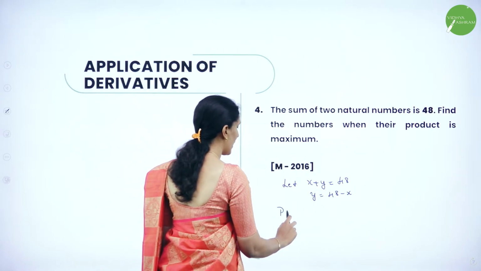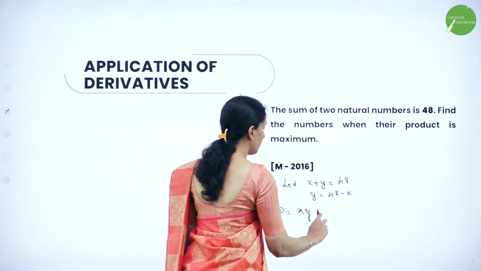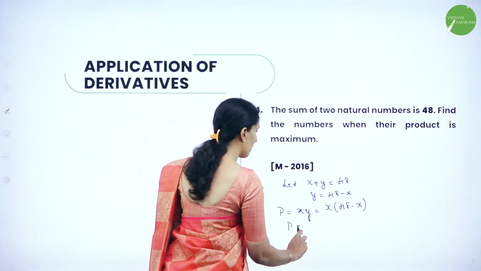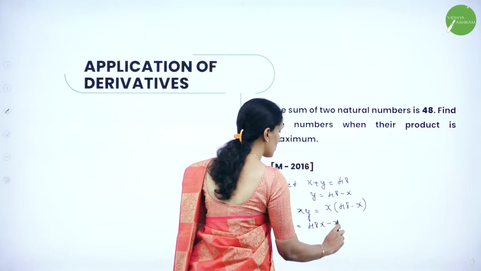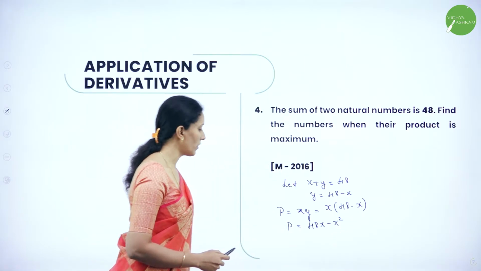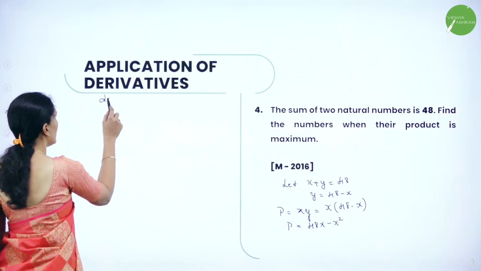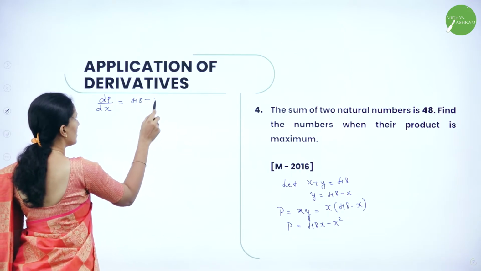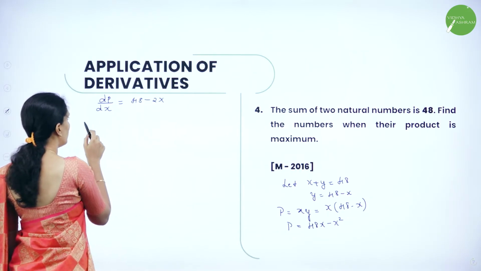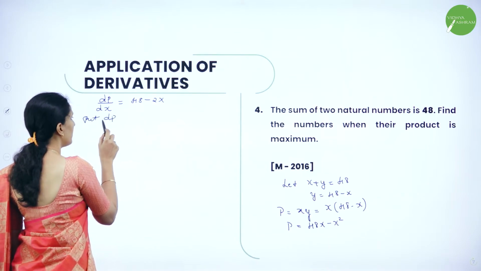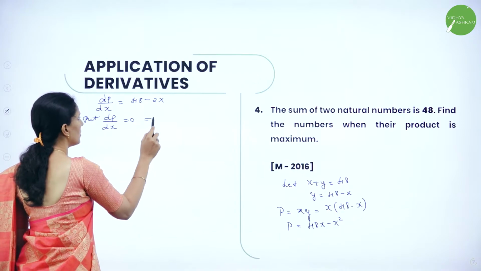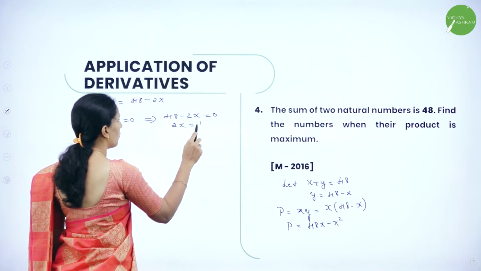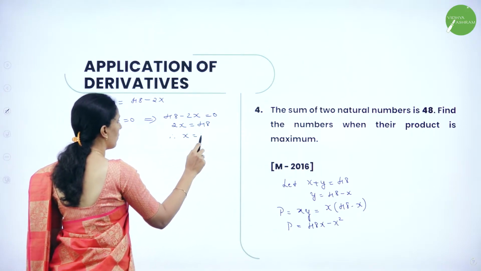Let me take their product as x into y, which can be written as x into 48 minus x. So we get P is equal to 48x minus x square. Now let's derive the function with respect to x. So we have here dP by dx is equal to 48 minus 2x. Put this equal to 0, dP by dx is equal to 0. So this implies 48 minus 2x is equal to 0, 2x is equal to 48. So therefore we get x is equal to 24.